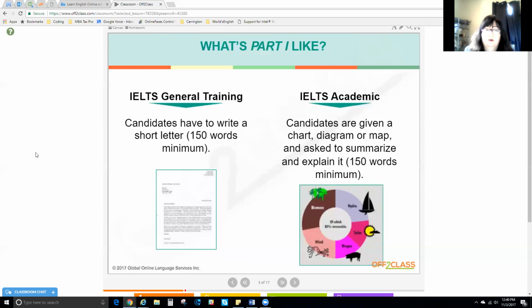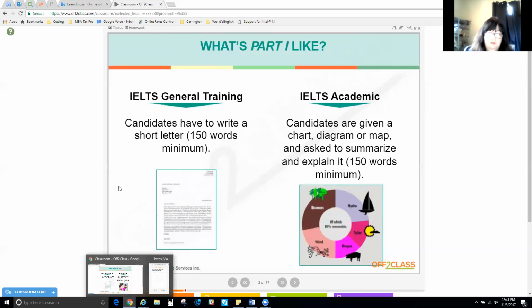Okay, so let's talk about part 1. Part 1 is the one that varies depending on whether you're taking the general training or the academic training. Okay, so let's talk about the general training first. In the general training for part 1, you are required to write a short letter. It needs to be at least 150 words. Okay, so something like a business letter, which we can see an example of here.